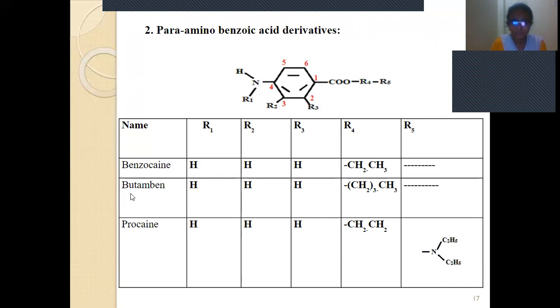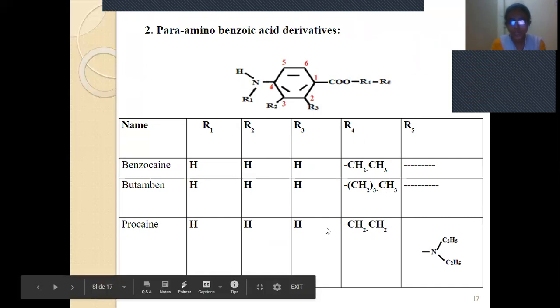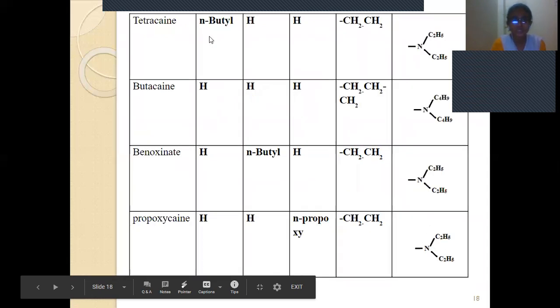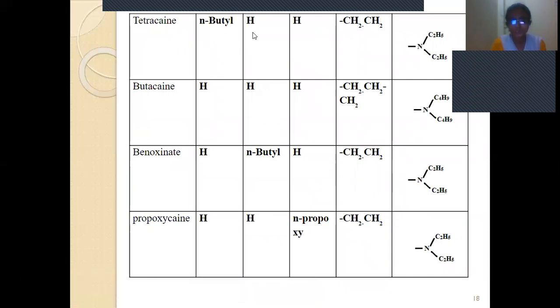And in butamine, in R1, R2 and R3 position hydrogens are there. In R4 position 3 and here 4 carbon atoms, so the 4 carbon atoms means butyl is attached in the R4. Next procaine, R1, R2 and R3 hydrogens are attached, and here R4 ethyl and R5 diethyl. See here 2 ethyls are there, so diethyl amino is attached. Next, tetracaine in R1 position butyl, R2 and R3 position hydrogens, and in R4 position ethyl group is attached. In R5 position diethyl amino group is attached.